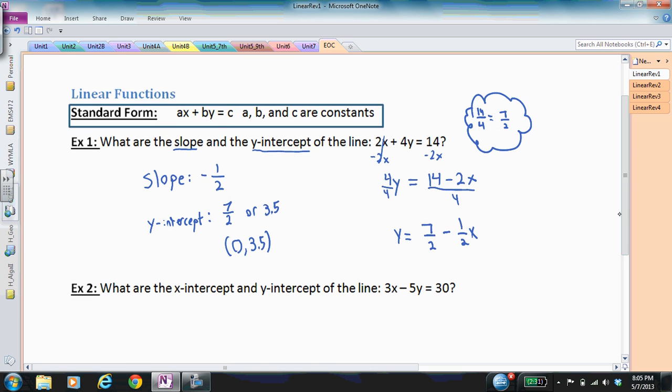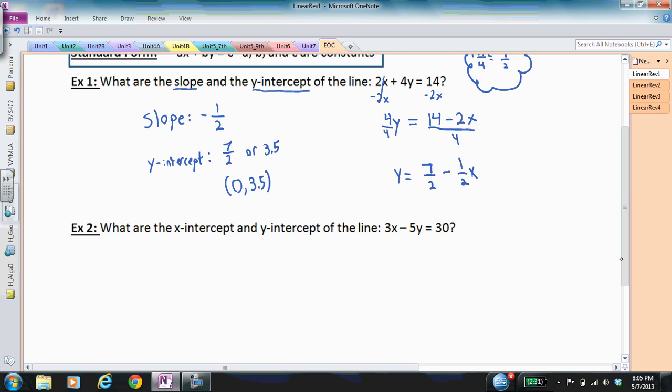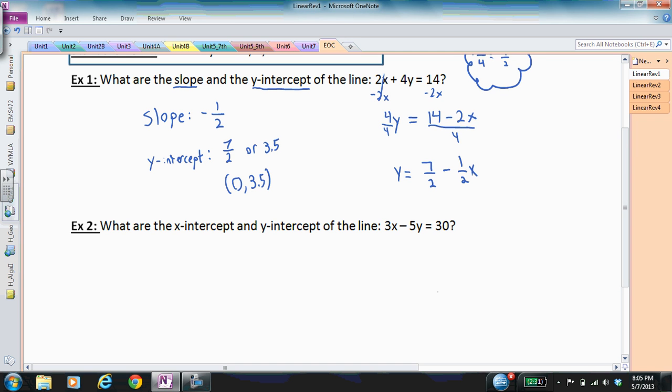Alright, the next question says, what are the x-intercept and the y-intercept of the line 3x minus 5y equals 30? So let's look first at the x-intercept. Now think about an xy axis.